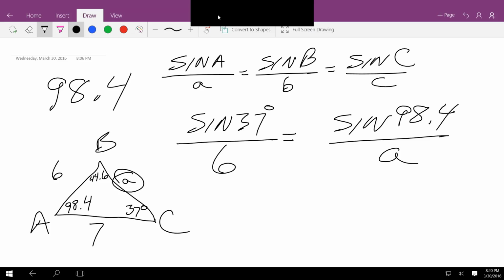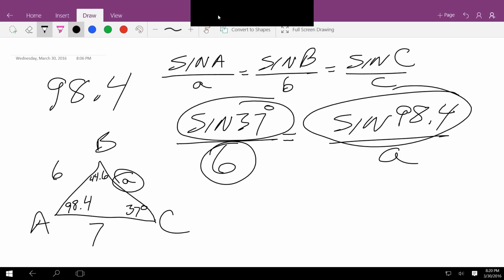Cool. Now we still have to solve that. What's the next step for solving that? In other words, this is a number, that's a number, and that's a number. So I have only one variable, A. So I know I'm going to be able to solve it. Anytime you have an algebraic equation with just one variable, you can always solve it. How do I solve it? We would do sin 98.4 times 6. Okay, in other words, you're going to cross multiply. And then you get 5.93.